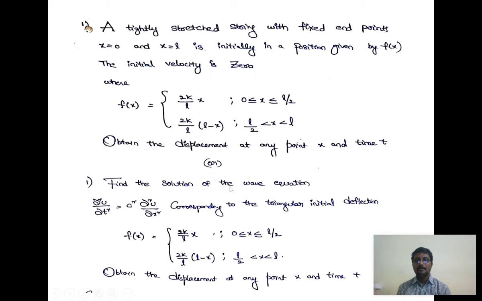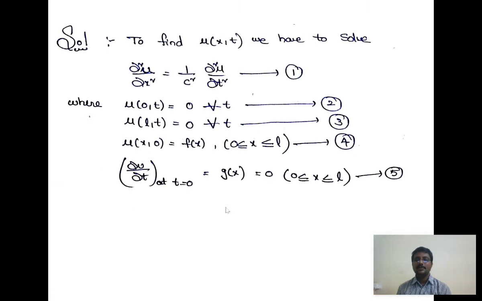The problem can be given also like this. Since the initial velocity is 0, we will have g of x is 0. That means dn value is 0.